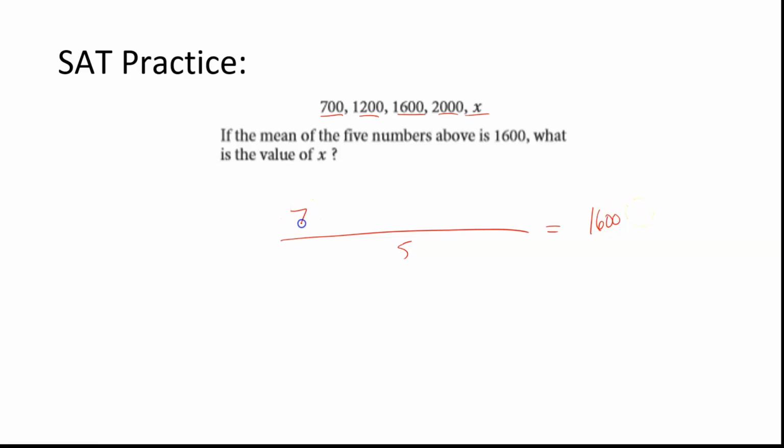I know 4 of those numbers: 700 plus 1200 plus 1600 plus 2000 plus X. And that's going to give us 1600, right? So what I'm trying to do is really just a single variable equation. I'm trying to solve for X. I can add all of these numbers up and leave the X on the outside.